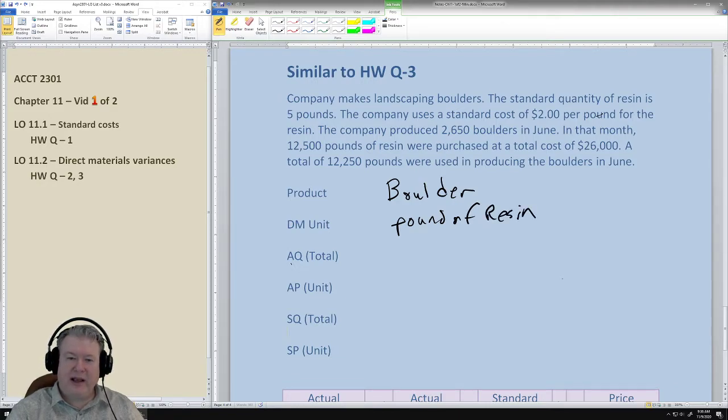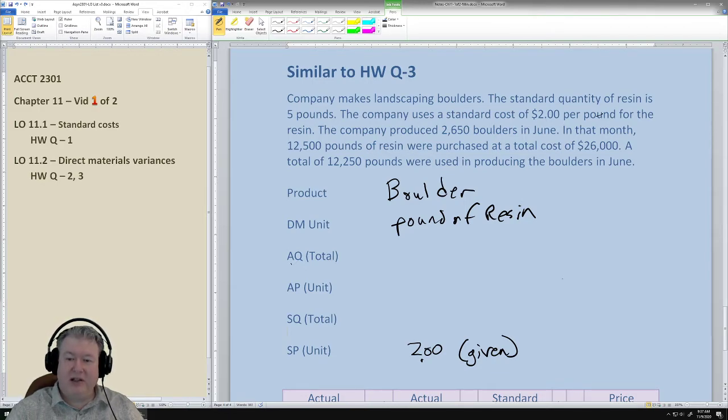And I go through here and I say the company produced 2650 boulders, uses a standard cost of $2 per pound. Okay, so I'm going to put here $2. And if you notice, that was given. I didn't have to calculate that. And made 2650 boulders in that month.